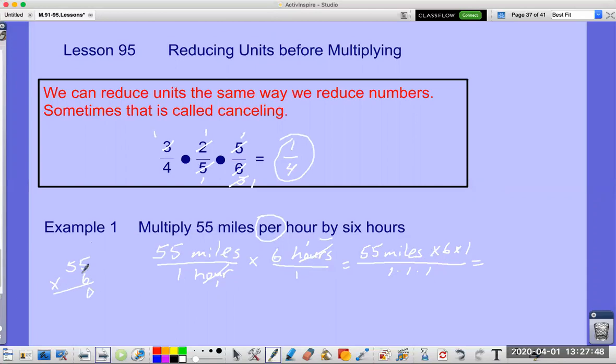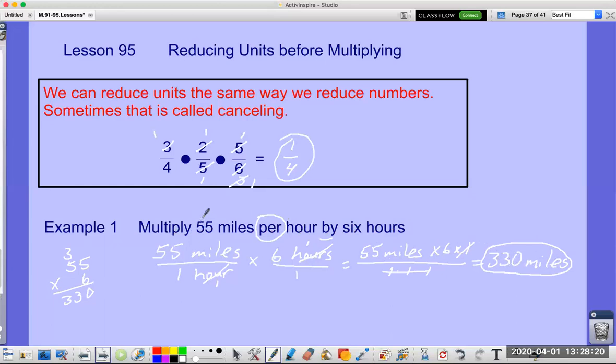So I get 30, carry the 3, that's 30, and then add the 3, that's 330. And now what's the label going to be? Well, there's no hours down here, there's nothing down here. These basically cancel out. It's just 55 times 6, and then all I'm left with is that miles. And then you go back and check what the question was asking. Multiply 55 miles per hour by 6 hours, that's 330 miles.